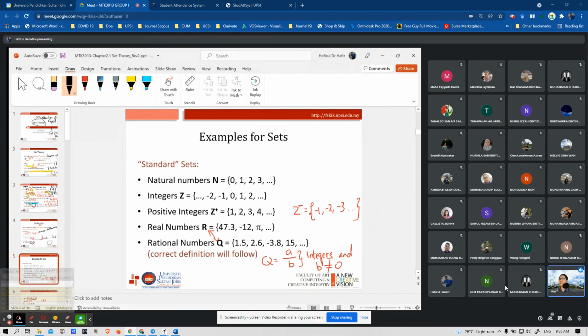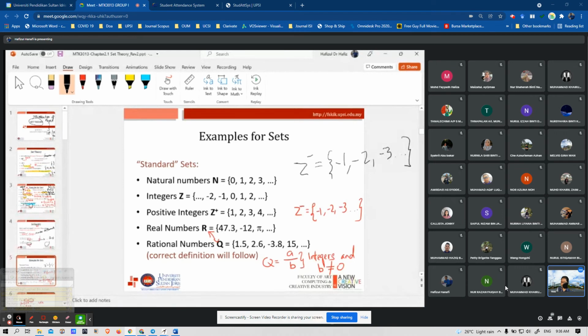And then we have examples of sets. We have N for the natural numbers, and Z for the integers. We have positive numbers and also negative numbers. Z negative is equal to negative 1, negative 2, negative 3, and so on. And then we have real numbers, and we have rational numbers. Real numbers and natural numbers are different.